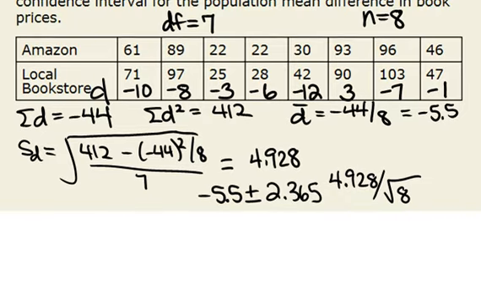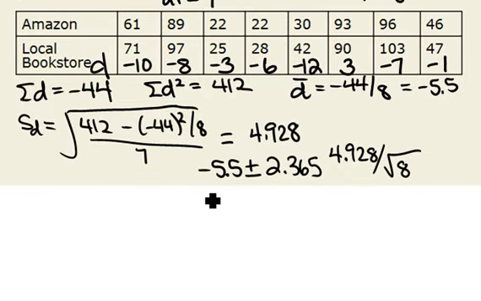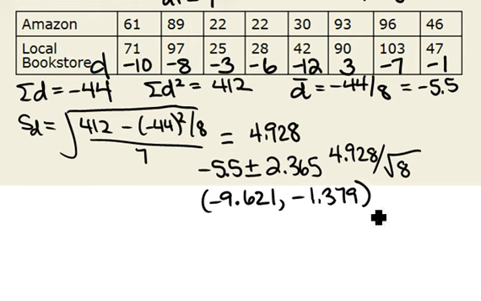And so the resulting confidence interval has a lower bound of negative 9.621 and an upper bound of negative 1.379. So we're 95% confident that if we were going to look at all books sold by Amazon and the local bookstore, the difference in the prices would have a mean that would lie in this interval.